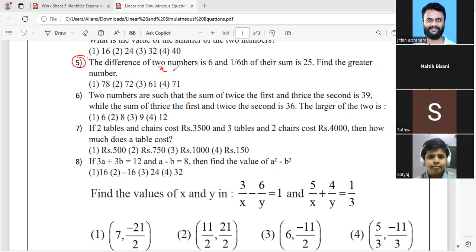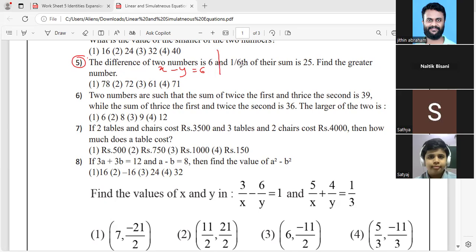No, there are two numbers. First of all, let me consider the two numbers to be x and y. The difference of two numbers is 6. So the first data is x minus y is equal to 6. This is your first data.